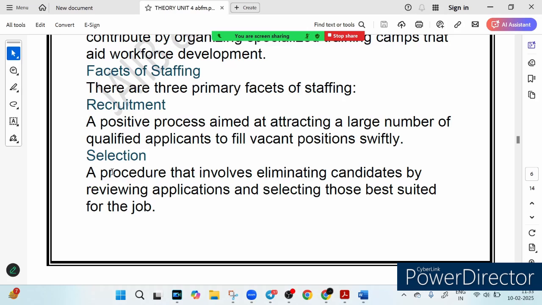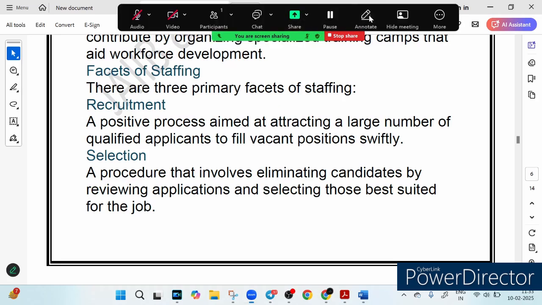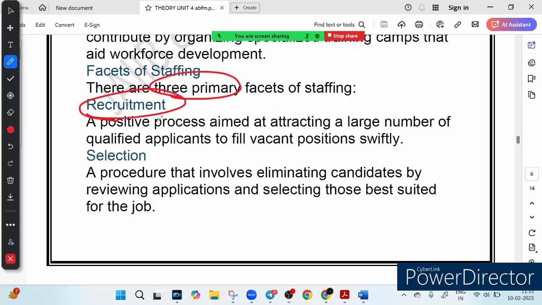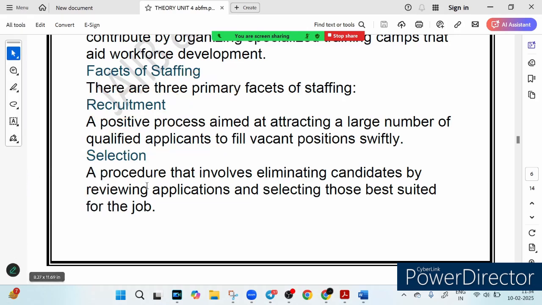Now let's talk about the facets of staffing. There are three primary facets. The first facet is called recruitment. This is like casting a wide net to attract as many qualified candidates as possible. So here is the key point: qualified applicants. The goal is to fill positions quickly with the right people. So when I say qualified applicants, it means we are filling positions with the right people, right?